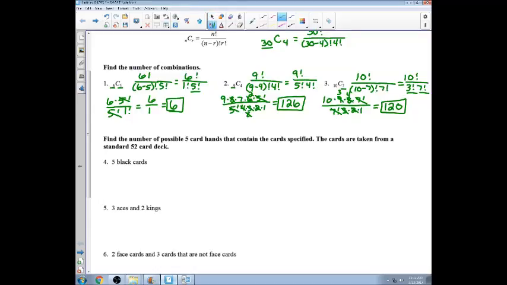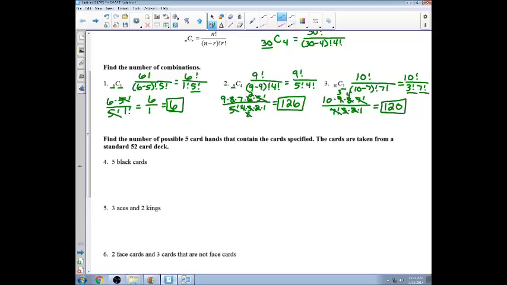So find the number of possible 5-card hands that contain the cards specified. The cards are taken from a standard 52-card deck. If you do not know what a standard 52-card deck looks like, you need to ask me. We'll try to bring in a deck of cards with me tomorrow to make sure that you guys can see exactly how they are laid out and how they work. But if you don't know what a deck of cards looks like, you really need to ask me.